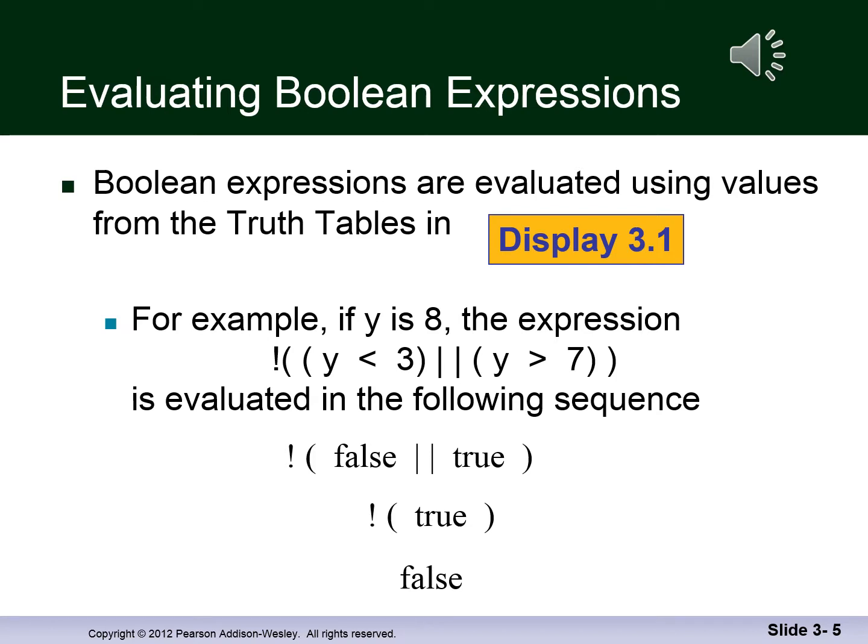So here's an example. If going into this Boolean expression, y holds a value of 8, the expression, I'm not going to read it to you, is evaluated in the following sequence. False or true. Okay, if it's false or true, that's true. And then the not, which is in the outermost order of precedence, flips that value to the alternate, which is false.